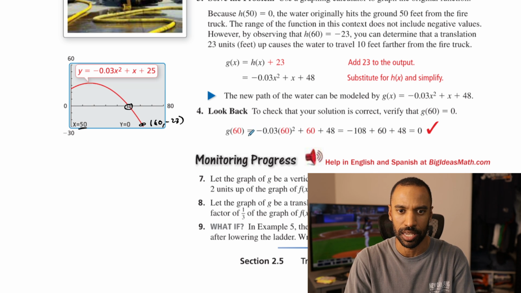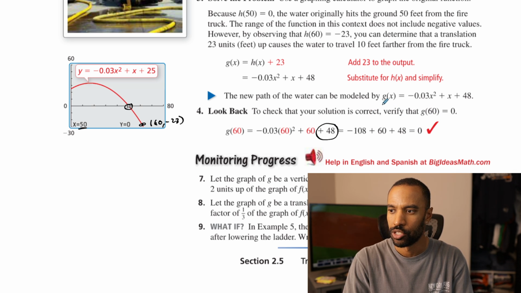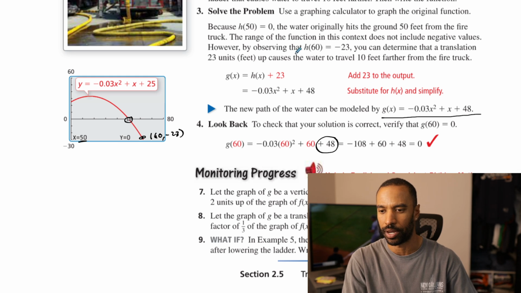And you can double check and see that when you make it 23 feet higher than 25 at 48, you get 0 out as a result. So this changes the equation from a 25 here to a 48 here because we need to make it 23 higher.